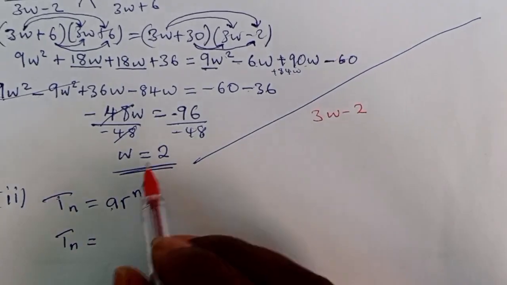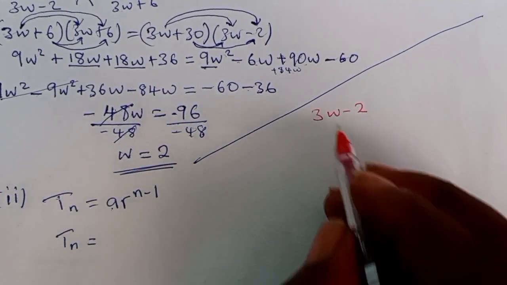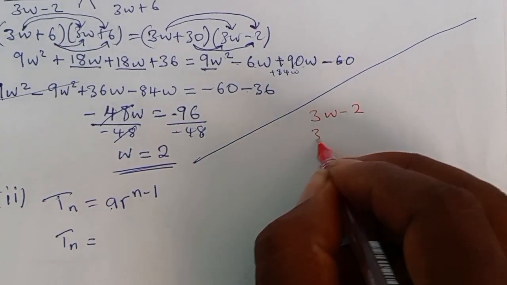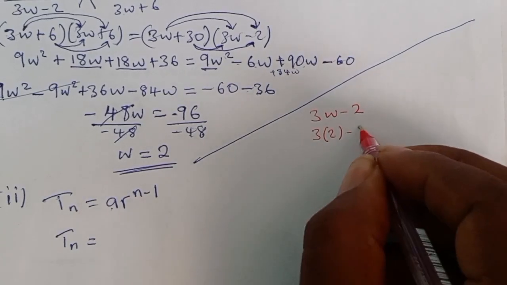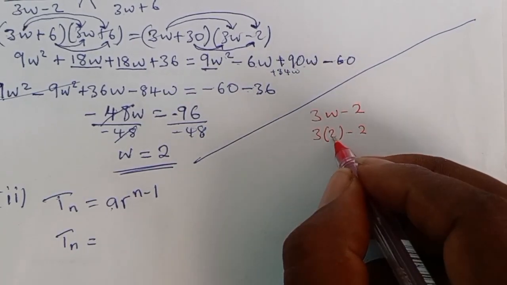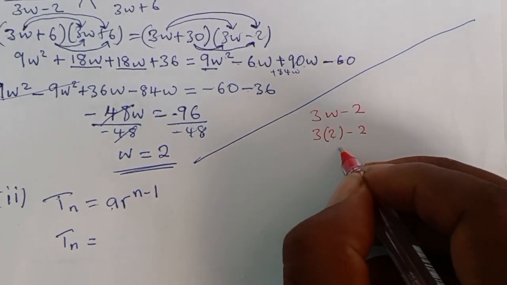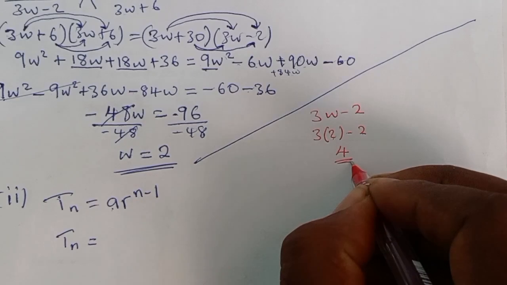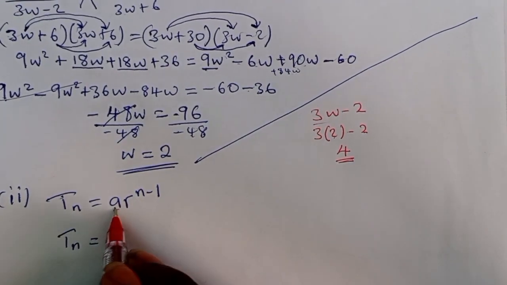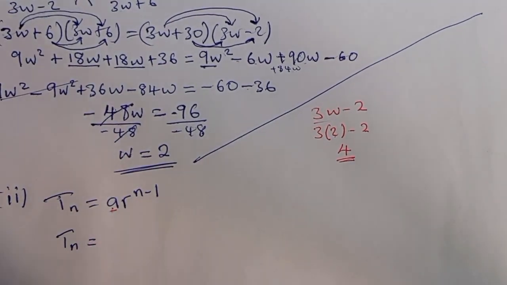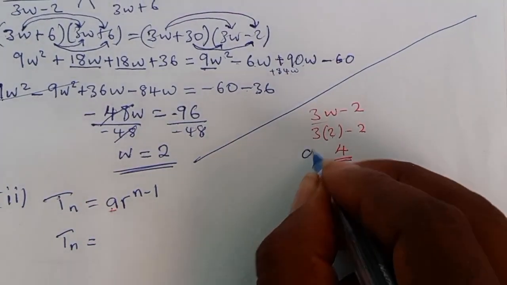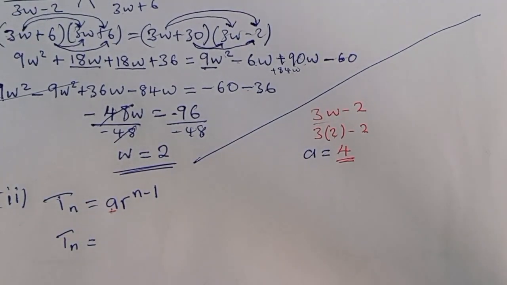So the value for w is 2. Where there is w, we are going to put a 2 minus 2. So 3 times 2, 6. 6 minus 2, we are going to have 4. The first term is 4. So this is the first term.